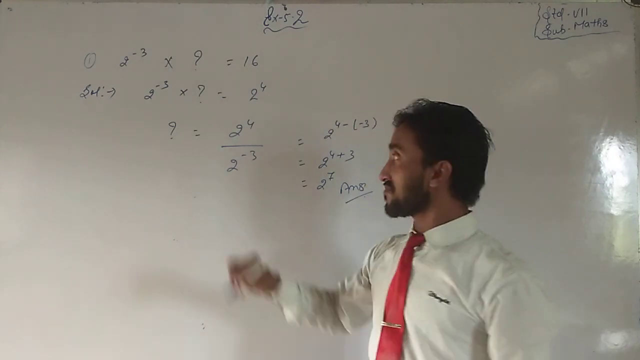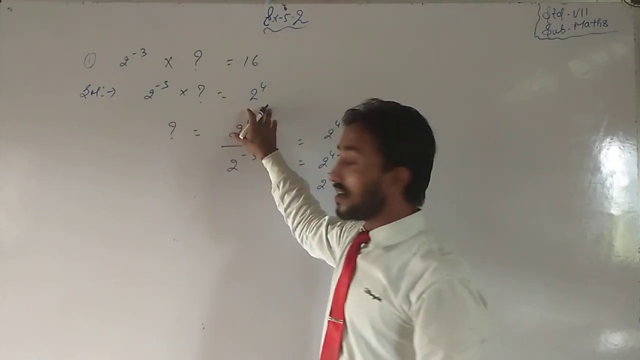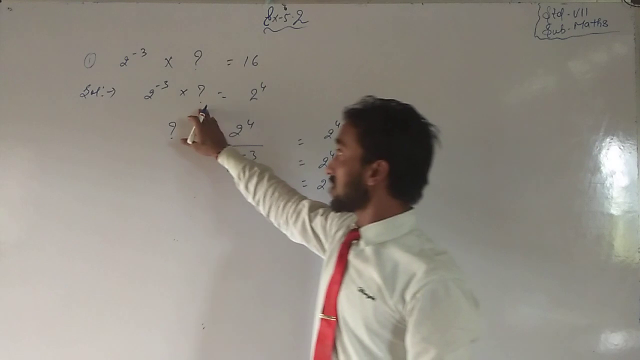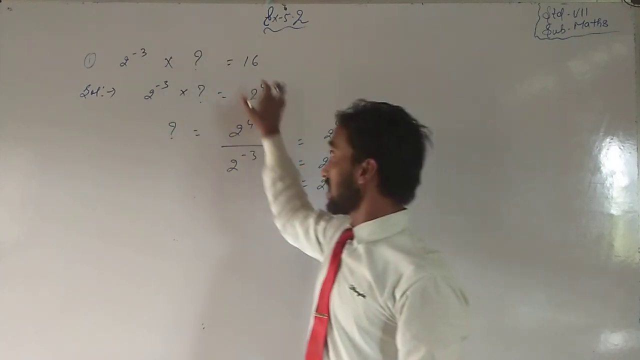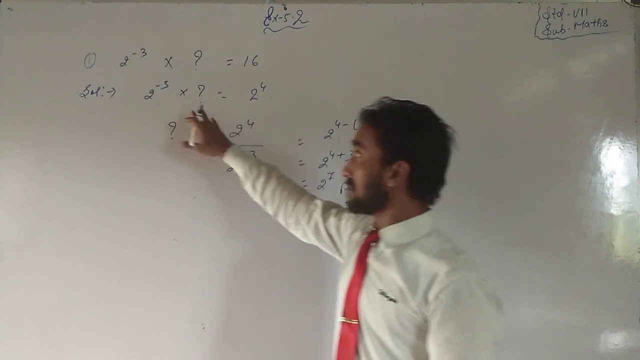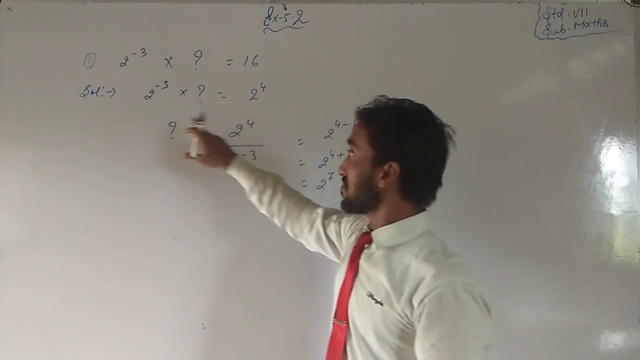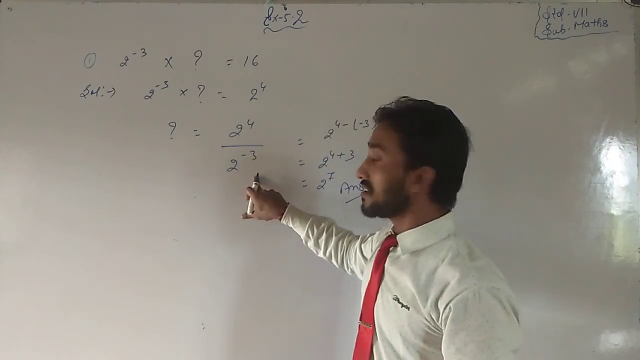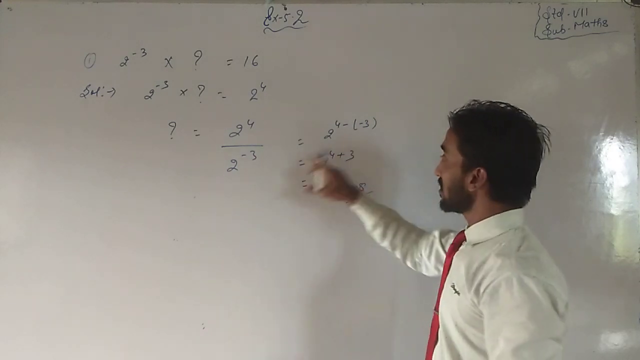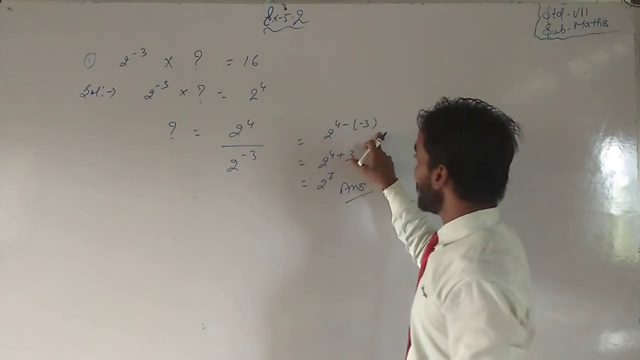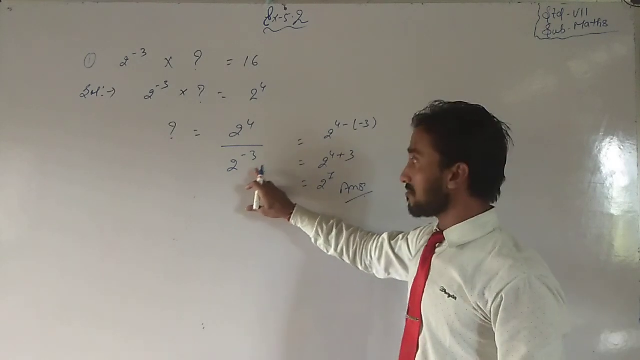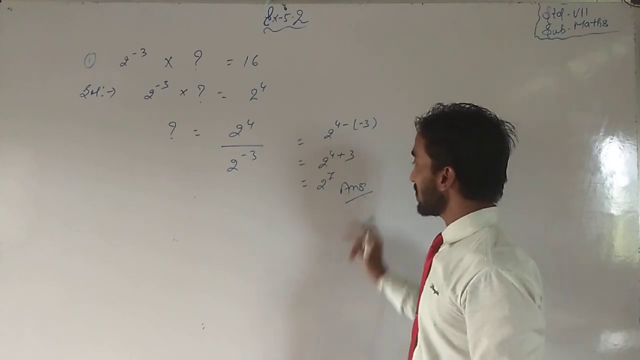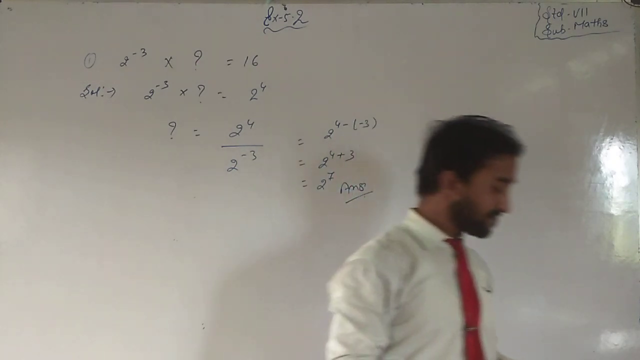And one more thing: if the LHS is in multiplication form, to transfer it to the RHS, that multiplication will be converted into division. So I have transferred 2 to the power minus 3 to this side. In RHS it will be divided. Now the base is the same and the power is different, so the power will be subtracted. But we can observe minus 3 is already there. So minus into minus will be plus. So 2 to the power 7 will be the answer of this question.